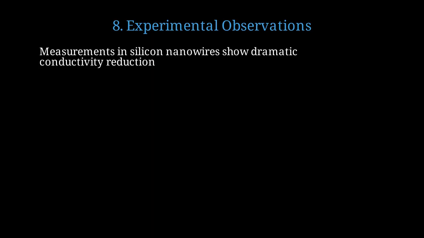Measurements in silicon nanowires show thermal conductivity dropping by over 100 times compared to bulk silicon. Silicon nanowires can exhibit thermal conductivity around 1 watt per meter Kelvin, approaching that of glass. This graph shows how thermal conductivity decreases with nanowire diameter d, following the expected one over d scaling.